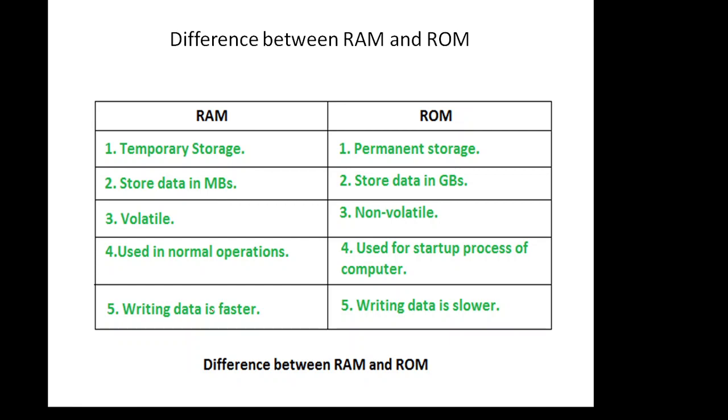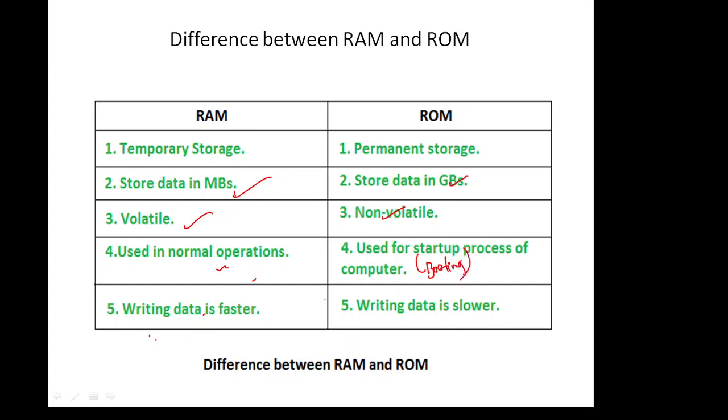Finally, we will see the difference between RAM and ROM. As we all know, RAM is a temporary storage and ROM is a permanent storage. RAM stores the data in MBs, while ROM stores the data in GBs. RAM is volatile, while ROM is non-volatile. RAM is used in normal operation, while ROM is used for the startup process, or we can say the booting process.